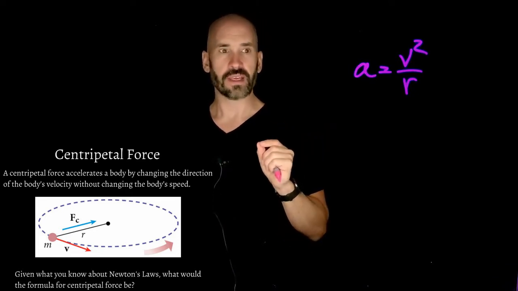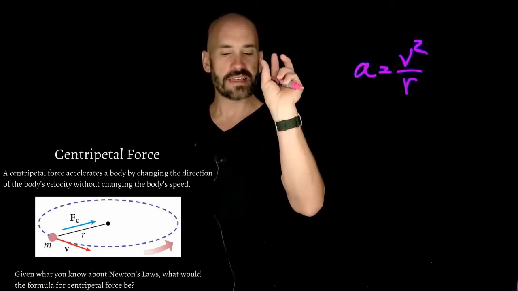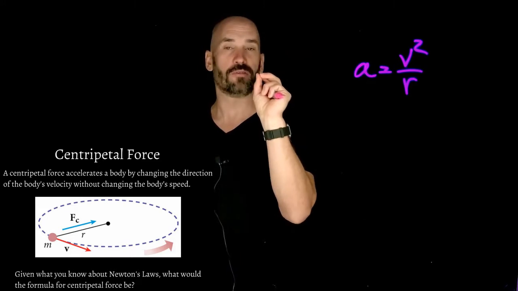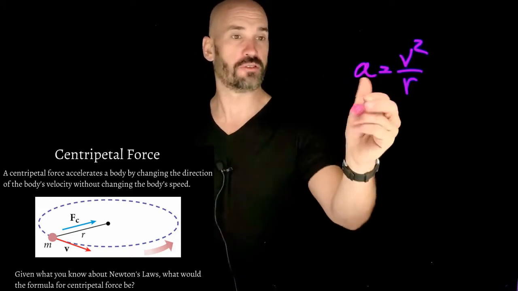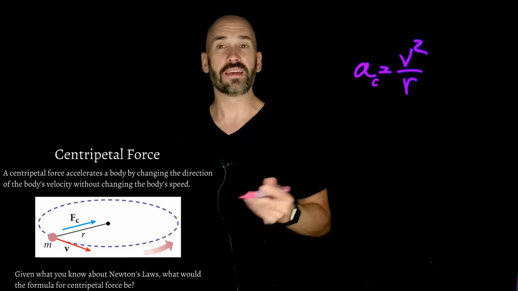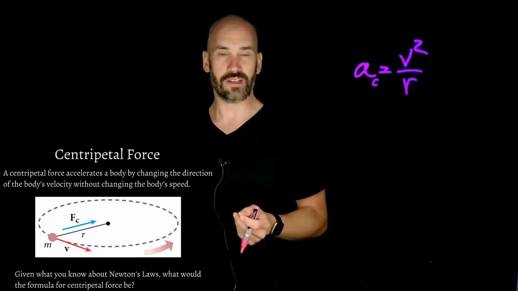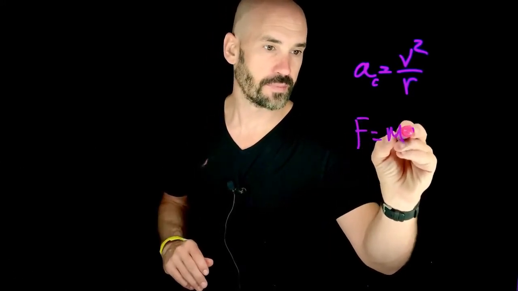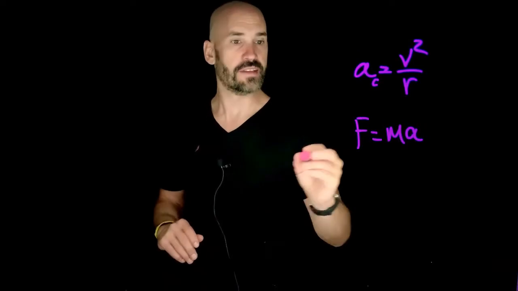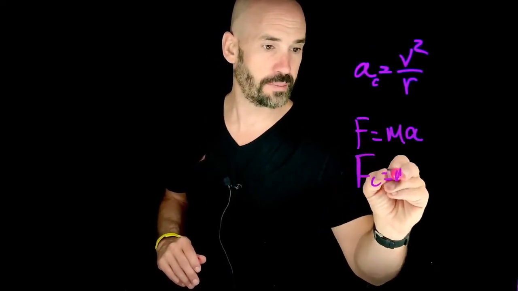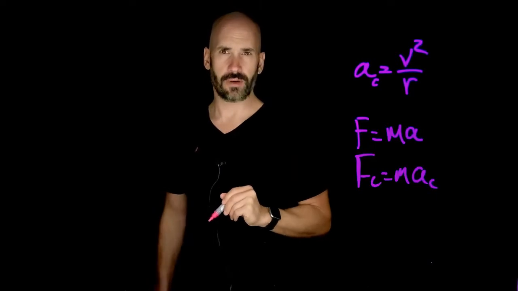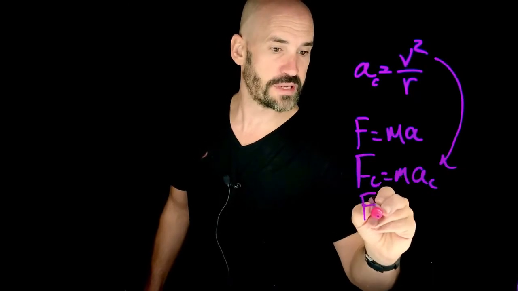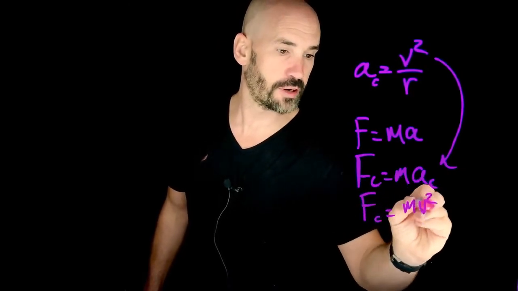Okay, and so given what we know about Newton's laws, how could we find a formula for centripetal force if we know centripetal acceleration? I think I've already ruined the ending on this. We did it in a previous problem, but I'll look at it again. In general, if F is equal to ma, by Newton's second law, then centripetal force must equal m times centripetal acceleration. But centripetal acceleration is this guy, which means centripetal force should just be mv squared over r.